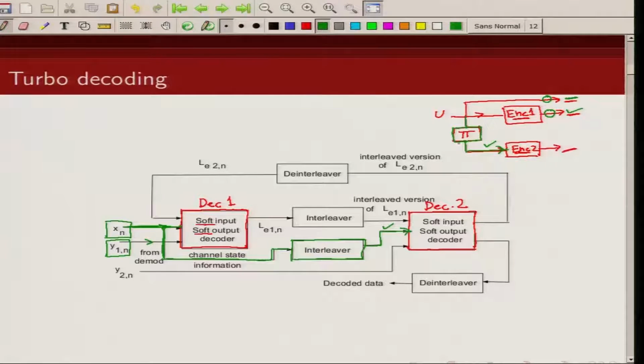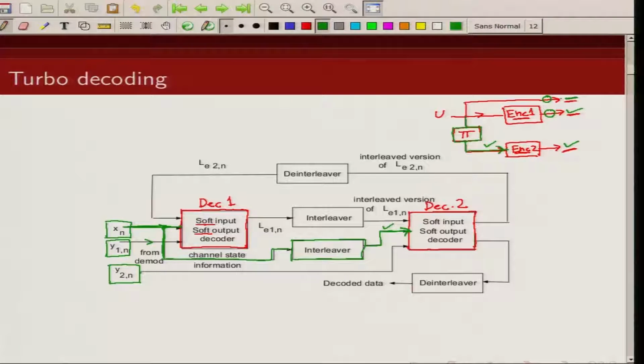So, we do not send the interleaved information sequence in a turbo code. From this received sequence, by interleaving, I can get back the information sequence that is being fed to this decoder. So the information sequence input to this decoder is nothing but the interleaved version of the received information sequence. Now, what is the second input to this decoder? This received parity bit, and that I am denoting by y2n.